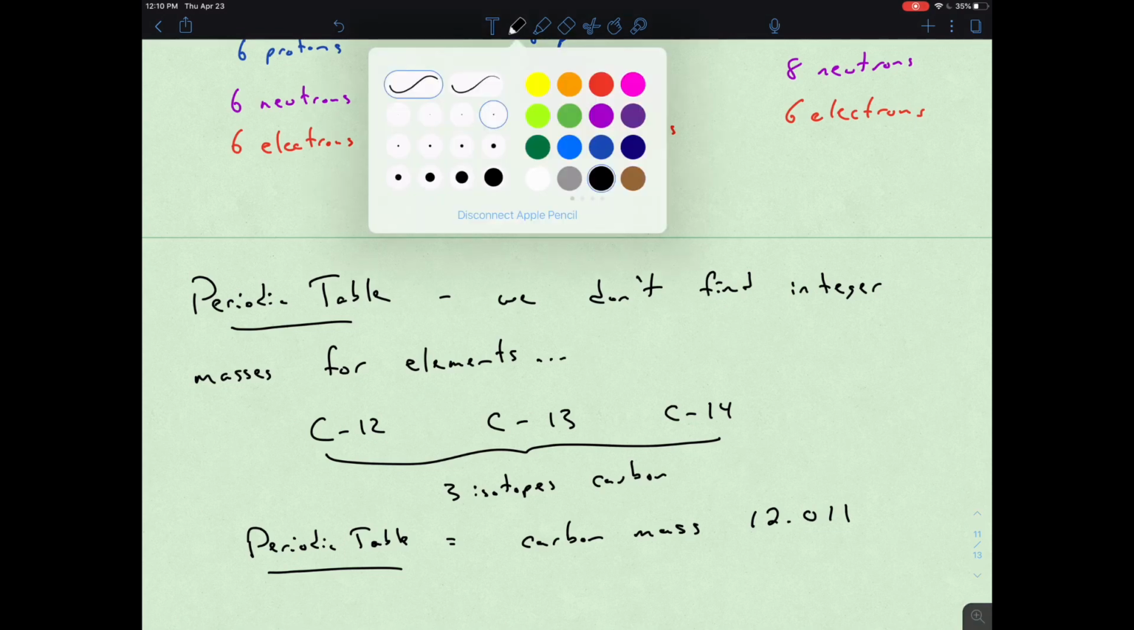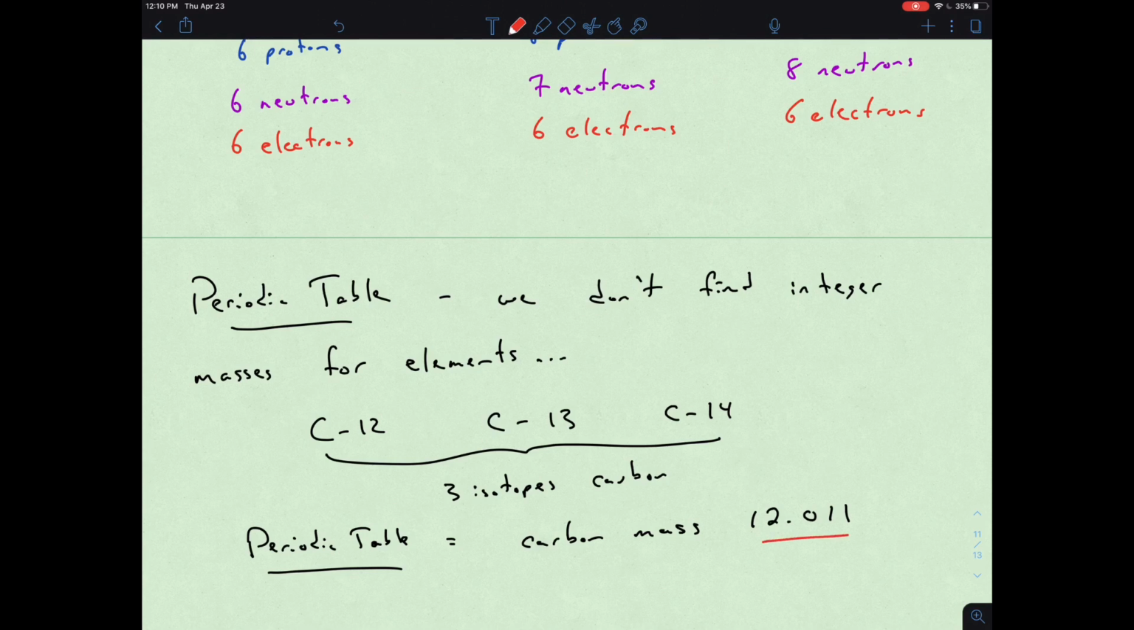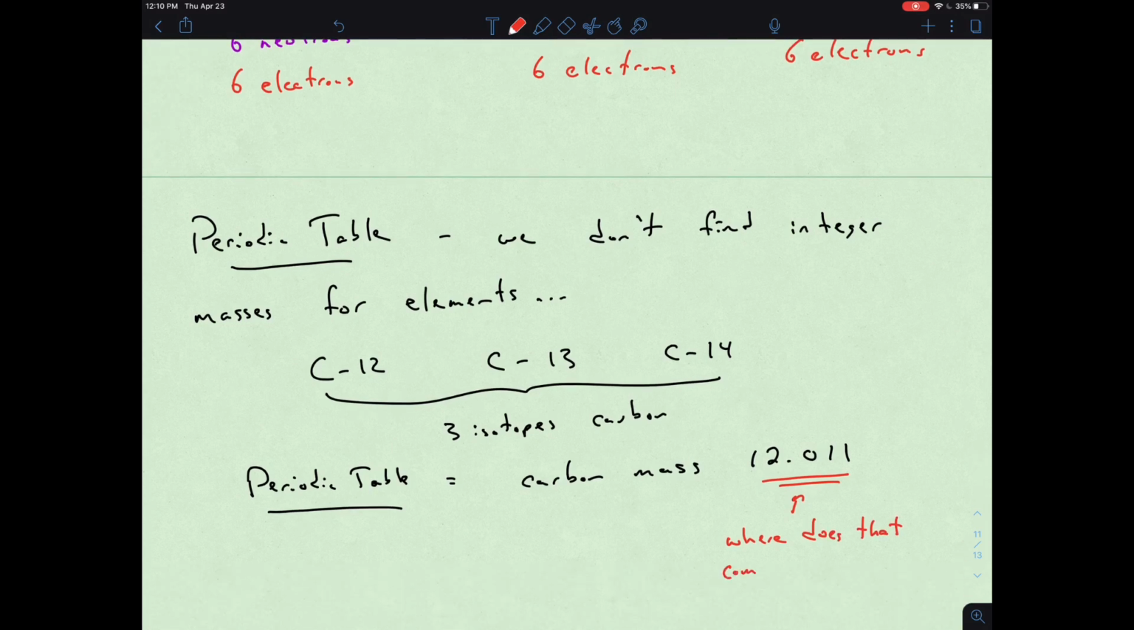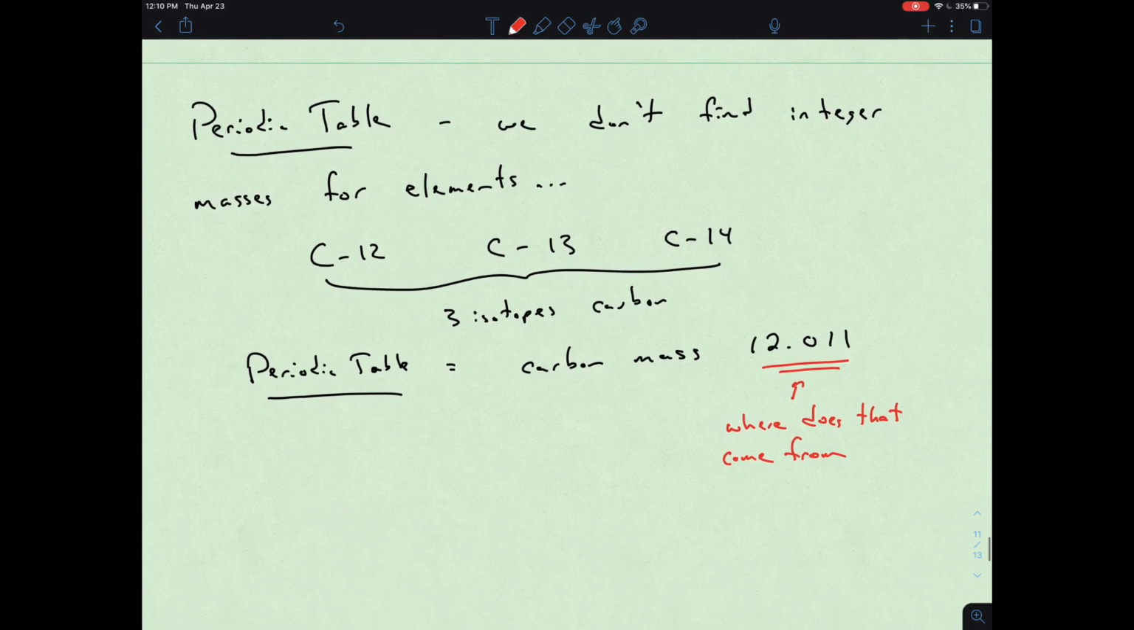So where does that come from? I mean, we have carbon and isotopes. Okay, I get you there. But these isotopes have different mass, 12, 13, and 14 in terms of carbon. But yet when I go to the periodic table, I see this mass of 12.011. So that's our first equation.